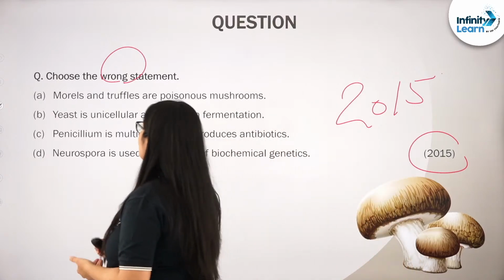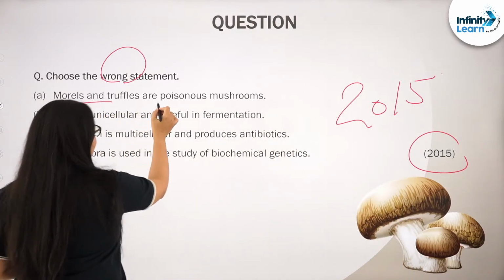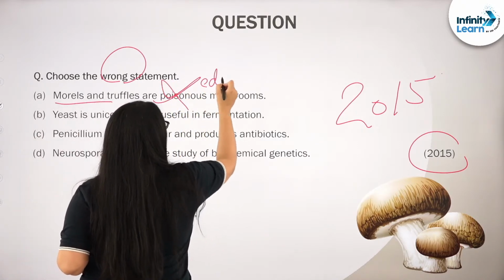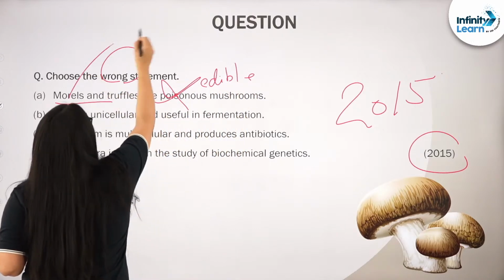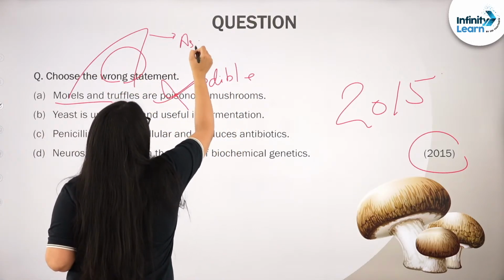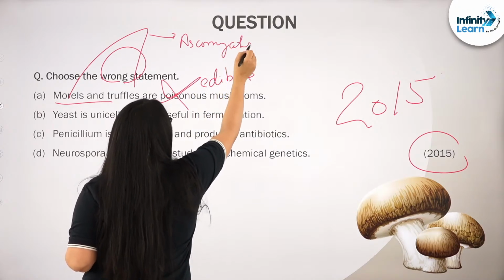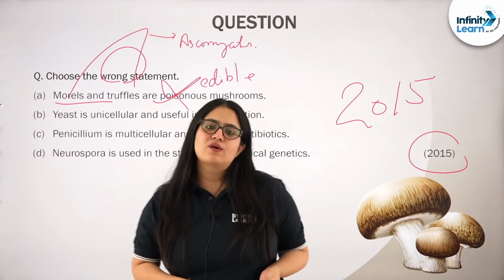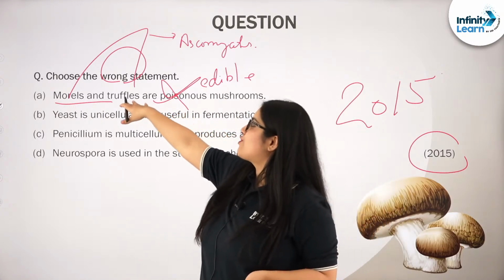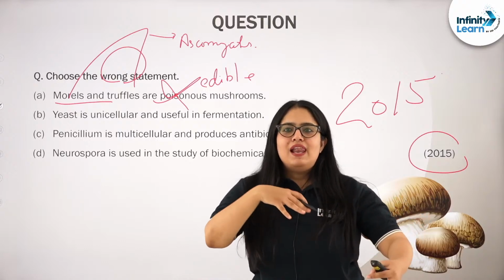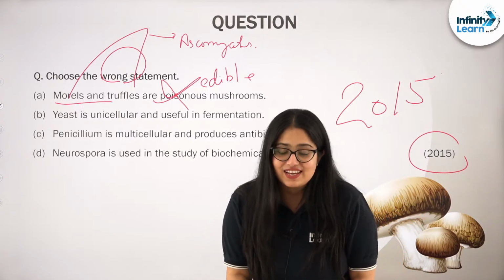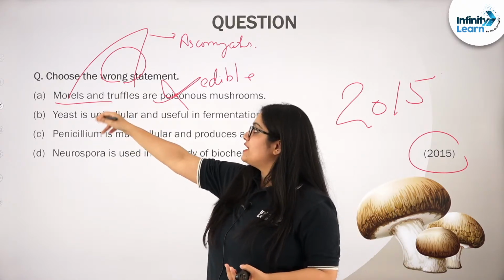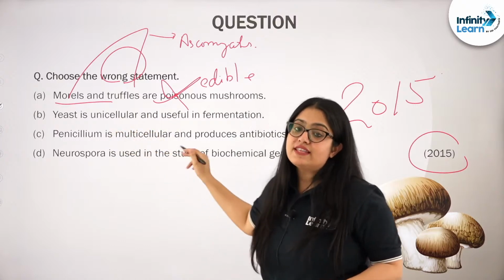So let me read out for you. Morels and truffles are poisonous mushrooms. No, no, my kids, they are edible mushrooms. They are delicacies. Truffles and morels are members of Ascomycetes and they are used in food. They are quite costly, and truffles, if I'm not wrong, are considered black gold in the food industry. It is that costly, right? They are quite edible. And remember, on this question, based on morels and truffles, NTA has repeated.